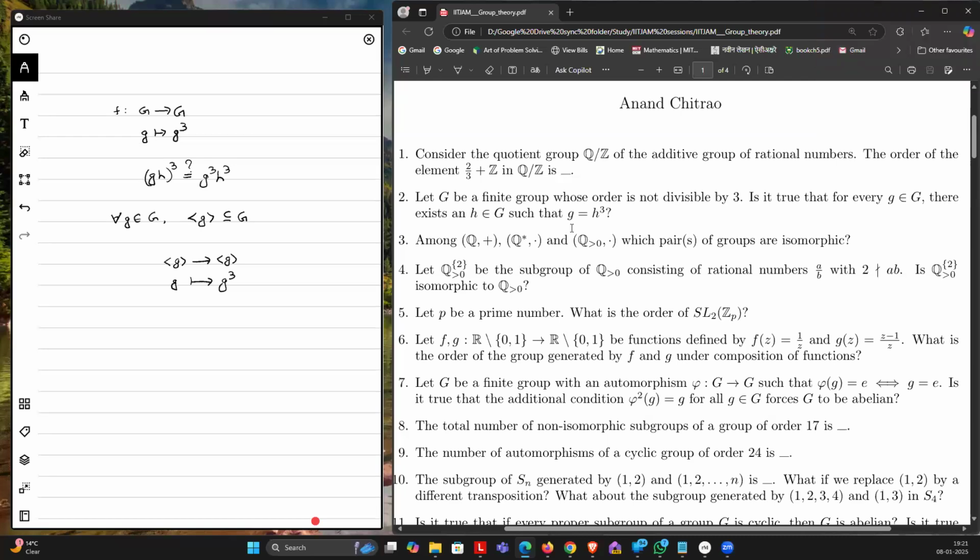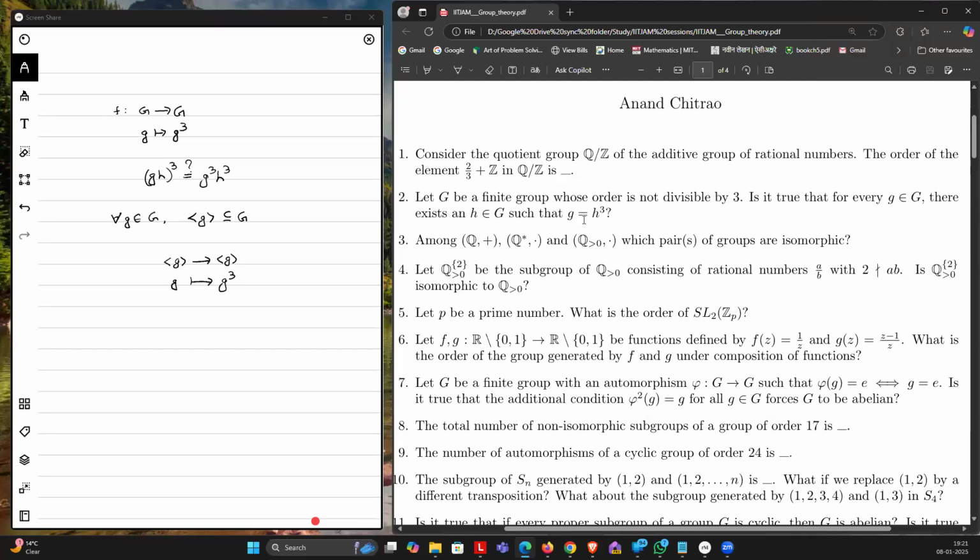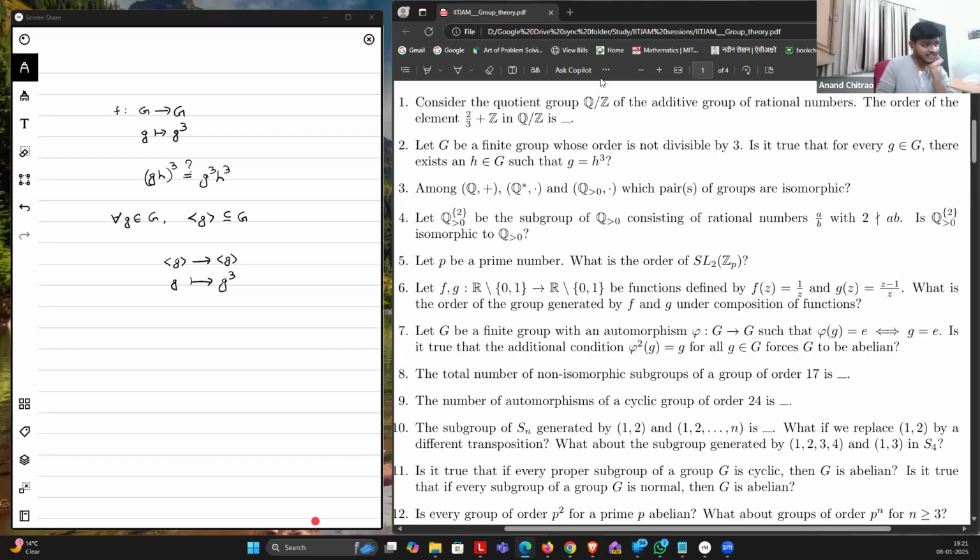Is that fine for everybody? Is there any doubt? No doubt. Okay. There's a different proof. Everybody knows Sylow's theorem?